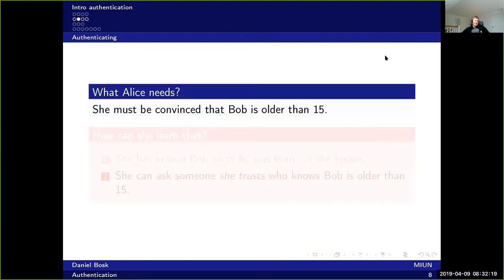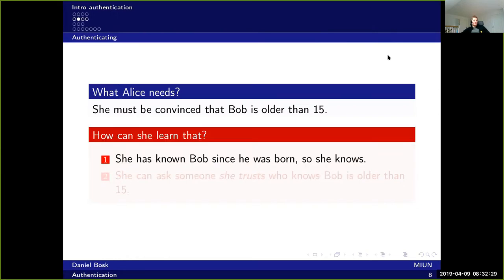Now, in essence, what Alice actually needs is to be convinced that Bob is older than, say, 15, if that's the age limit. Now, how can she learn that? There are basically two alternatives. The first is that she has known Bob since he was born, so then Alice obviously knows whether he's older than 15 or younger. The other alternative is that she can ask someone she trusts, who in turn knows that Bob is older than 15.